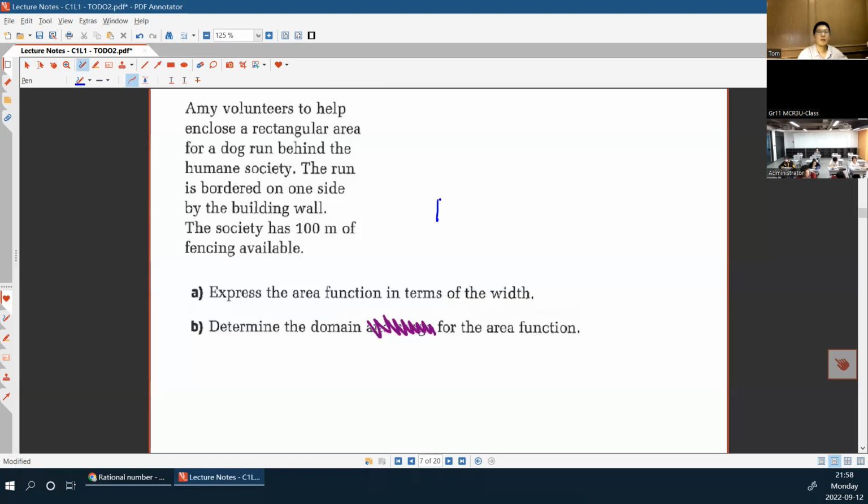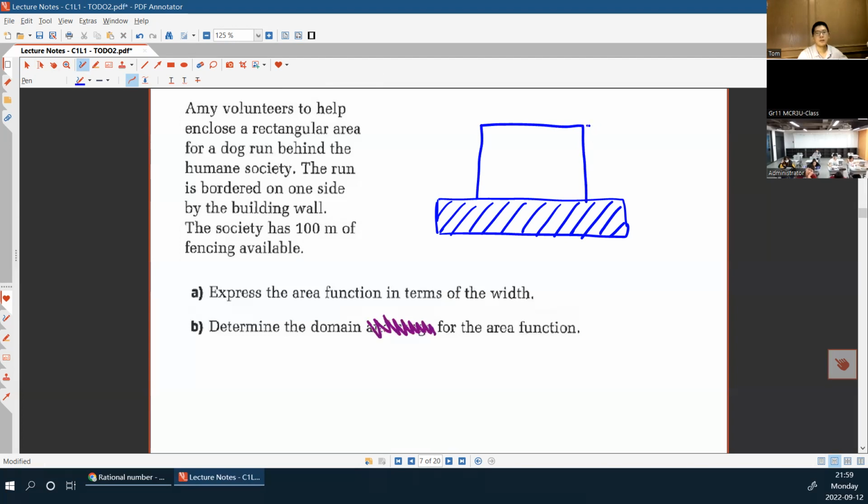Okay, I'll give a hint. First of all, it's better to draw a diagram to illustrate this problem, right? You have a building, and we are building a dog run like this. So this is called the width. Of course, you also have a length, right? And because it's rectangular, the two widths must be of the same length, right? And the task is to express the area function in terms of the width. Okay, I'll give you 1 minute to think about these two problems.